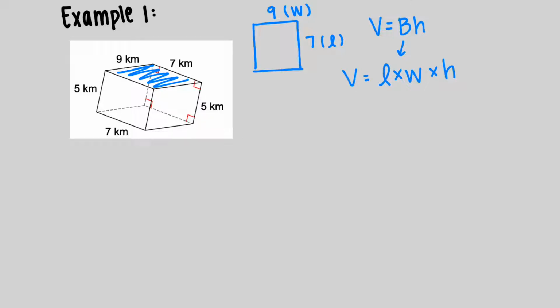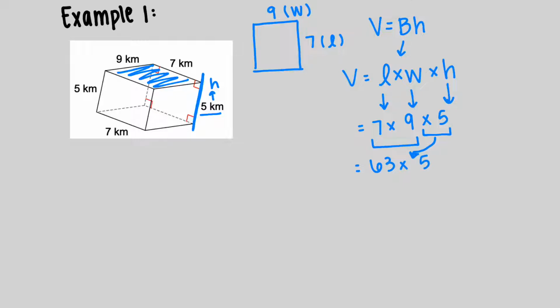I almost have all the information I need. I have my length and my width. The last thing I'm missing is the height. So remember to find that, we look between our 2 bases at that line connecting them, and it tells me that my height here is 5. So when I replace my variables with numbers, my length is 7 times my width is 9 times my height is 5. So I'm going to do the first 2 numbers again. 7 times 9, that gives me 63. Don't forget, you still have to drop down this times 5. We haven't done anything with it. So your last step is to do 63 times 5. That should give you 315 kilometers cubed for your volume. Remember, this is from the first video of this week.